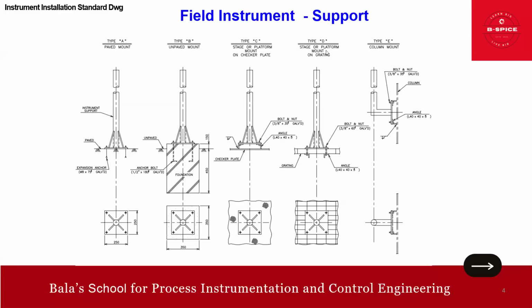Okay. Then type D. Type D is actually stage or platform mount on grating. So you already have a grating here, and above that you need to come out with this bolt using the grating itself, but you have to use this channel. You see here the channel, I mean angle, right? Angle, 40 angle. So like this and like this, and you have to mount here. This is how you need to develop for this stage or platform mount on grating.